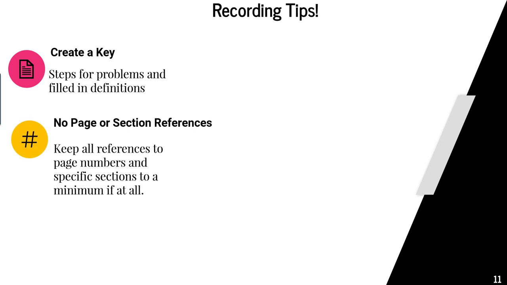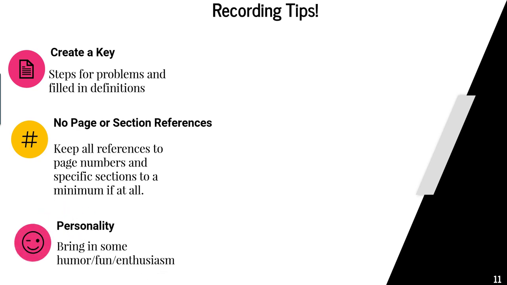Try not to have any page numbers or section references in there, just because if you end up changing textbooks, or maybe a textbook moves from one edition to the next, you don't want to have to go back and redo your video because you talked about section 1.3, which is now section 1.2. So in my opinion, try to keep all page numbers and specific sections of a textbook at a minimum, if at all.